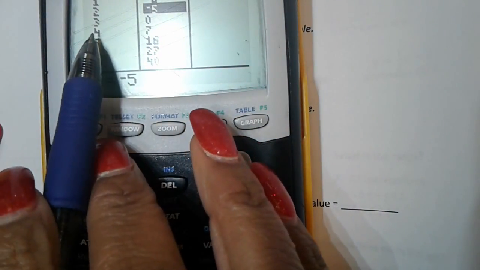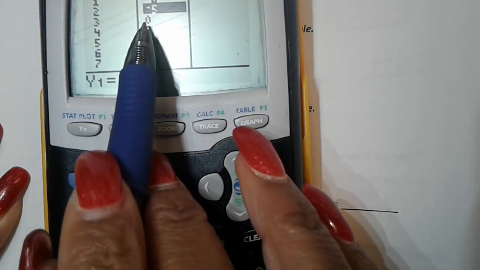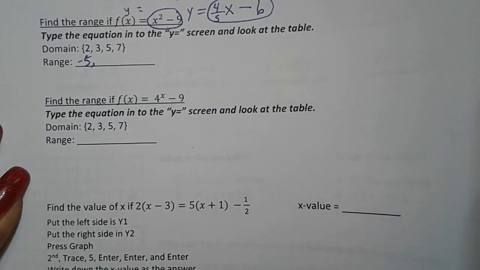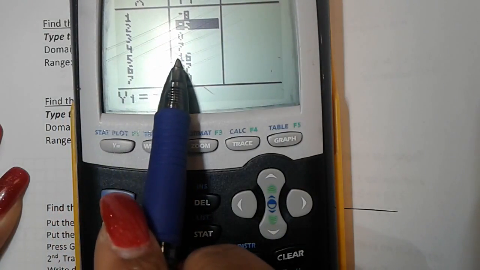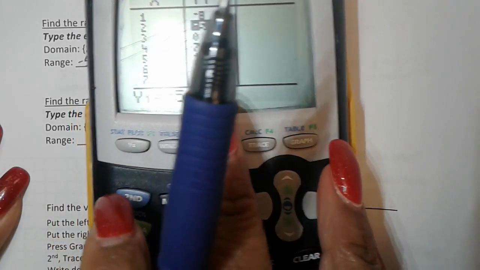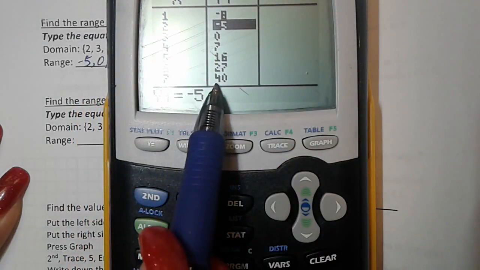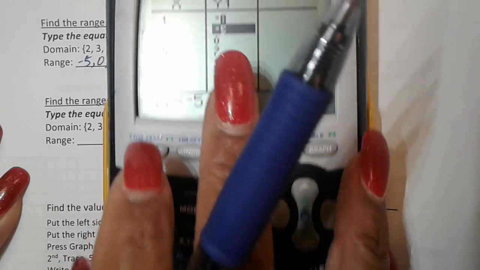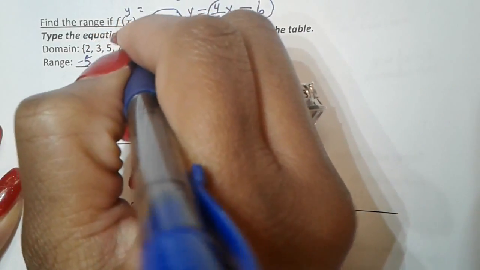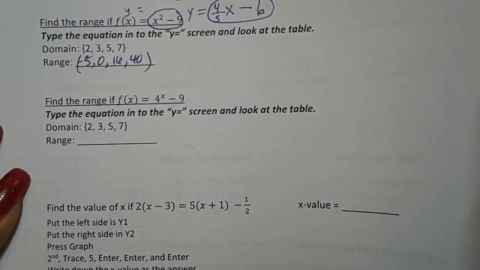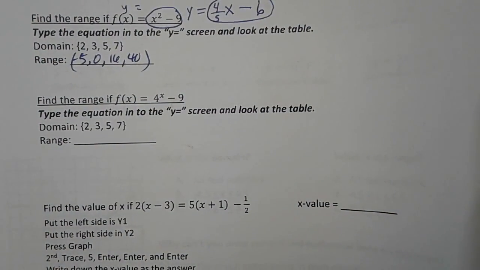3 gives me a range value of what? 0. And 5 gives me a range value of 16. And then finally, 7 gives me a range value of what? 40. So 5 was 16, and then 40. I have my range values. I'm done. Yay, moving on.